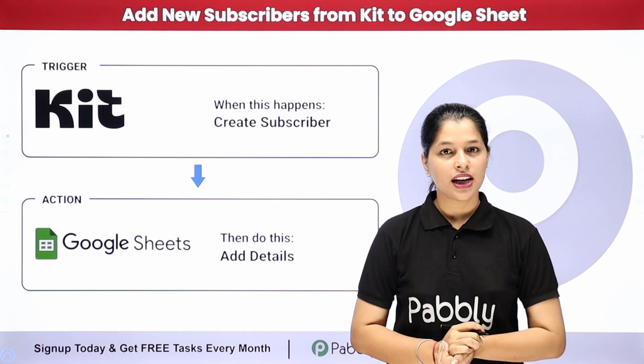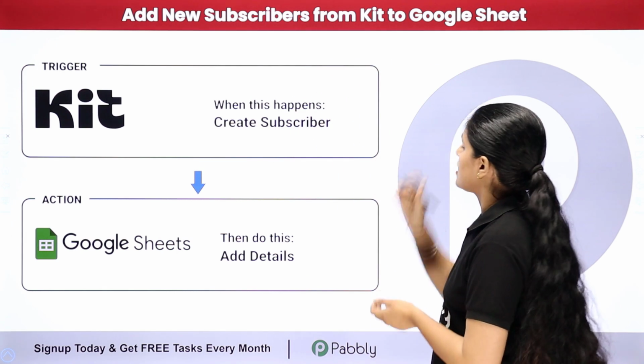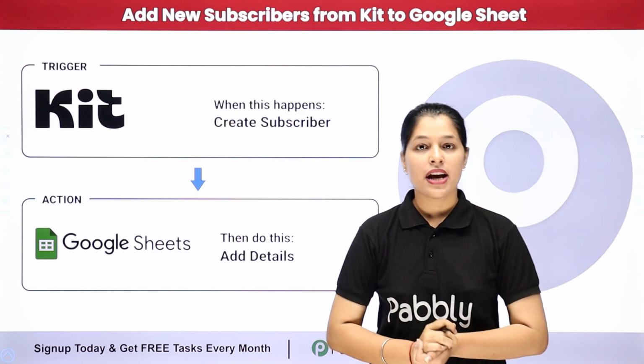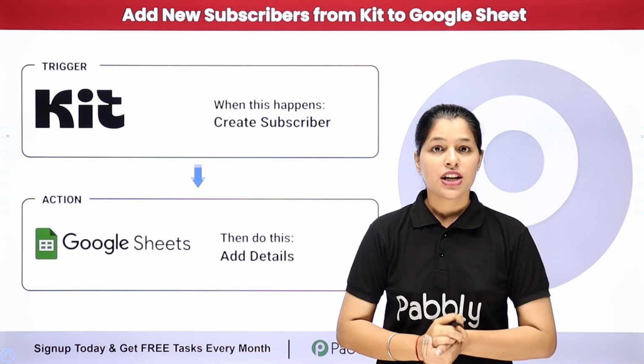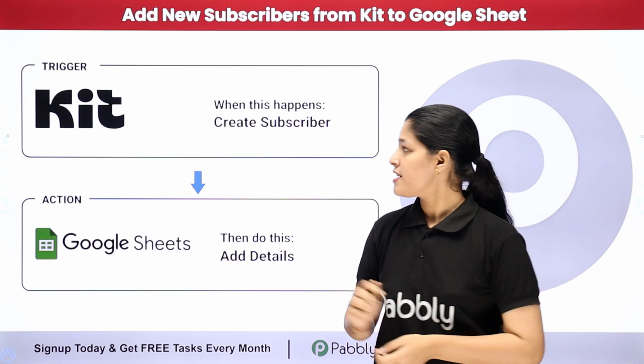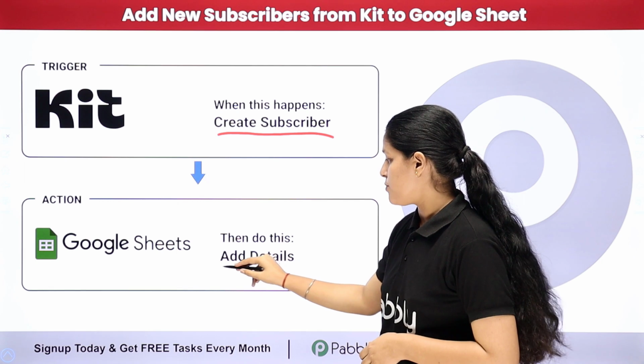So in this video we are going to learn how to add a new subscriber from Kit to Google Sheet. As a business owner, I want to add my new Kit subscribers to Google Sheet automatically for better tracking. So here my objective is, as soon as I receive a new subscriber in my Kit, I want to save their details to my Google Sheet.